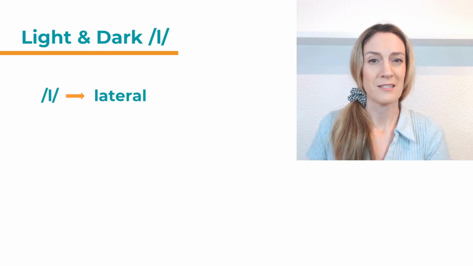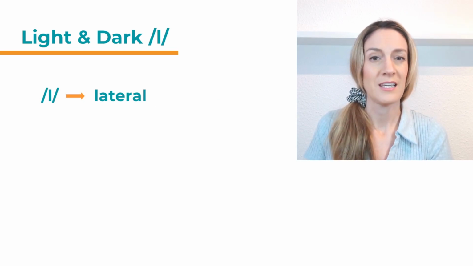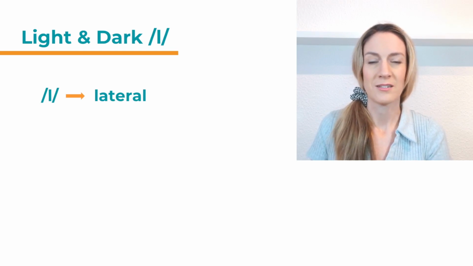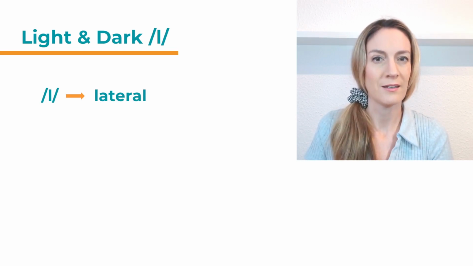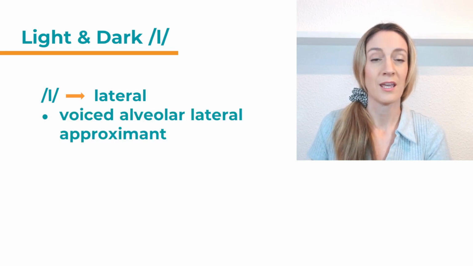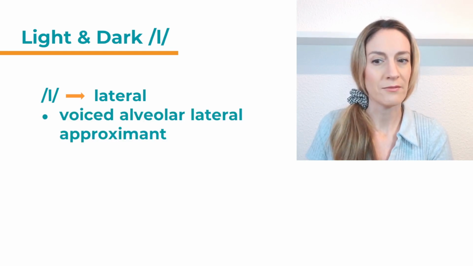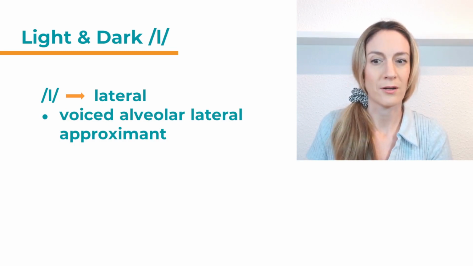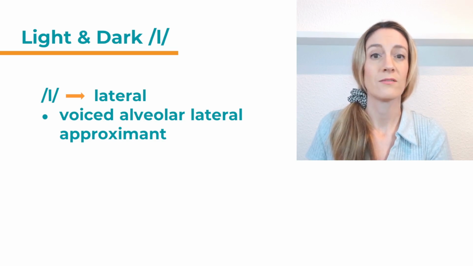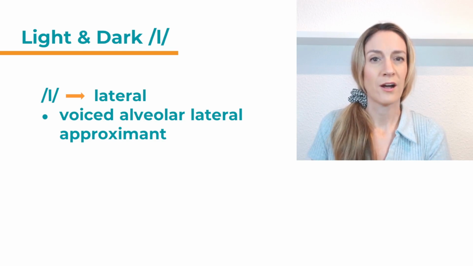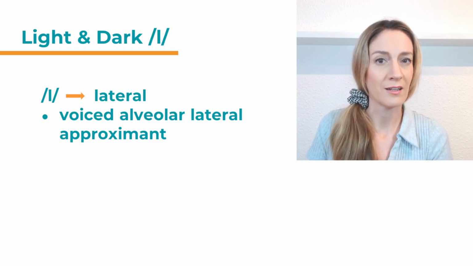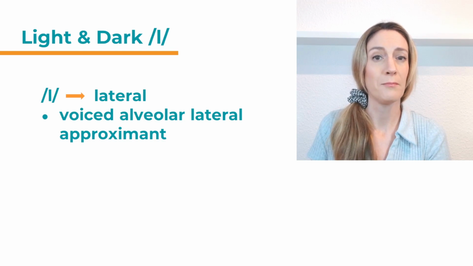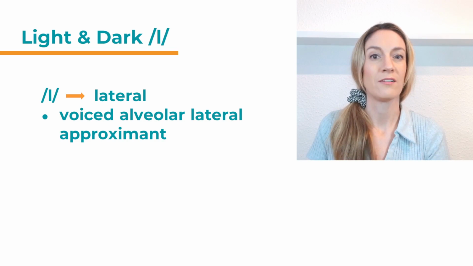So first of all, let's remind ourselves. L is a lateral, and you can see the symbol from the IPA here. It's a lateral sound, but to be a little bit more specific, it is a voiced, alveolar, lateral approximant. Voiced because we use our vocal cords to produce the sound. Alveolar because the tip of our tongue touches the little bump just behind our teeth, and this is called the alveolar ridge.